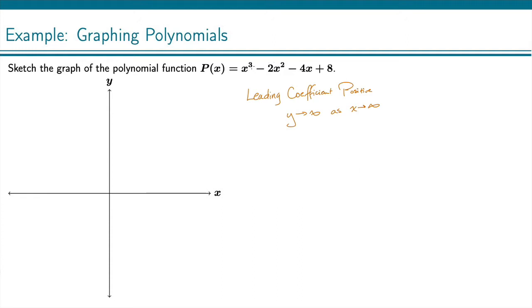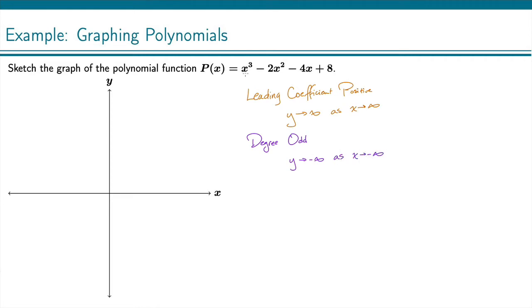And then we look at the degree, and the degree is 3, and 3 is an odd number. So an odd degree tells us that the left side of the graph does the opposite thing that the right side does. So since the right side went up, the left side will be going down. So that's our end behavior.